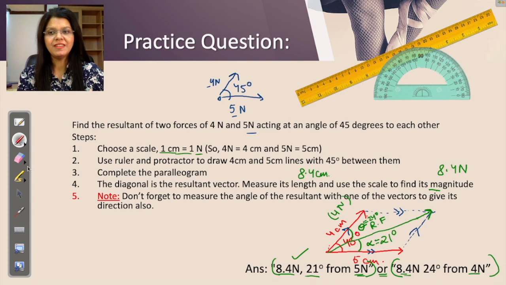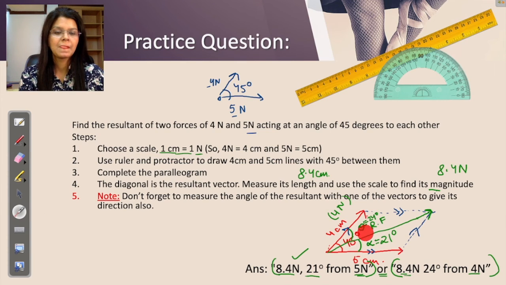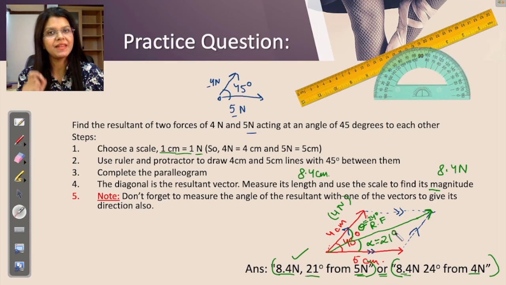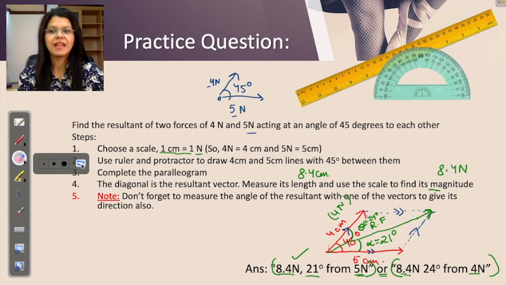Alright, so you have found the magnitude, you have found the resultant vector, resultant force, and you have found its direction. That completes your answer. A vector quantity has a magnitude and a direction. Force will have a magnitude and a direction. You have given both the magnitude, which is 8.4, and its direction, 21 degrees. From where? From 5 newtons. Alright, so that's your parallelogram rule.